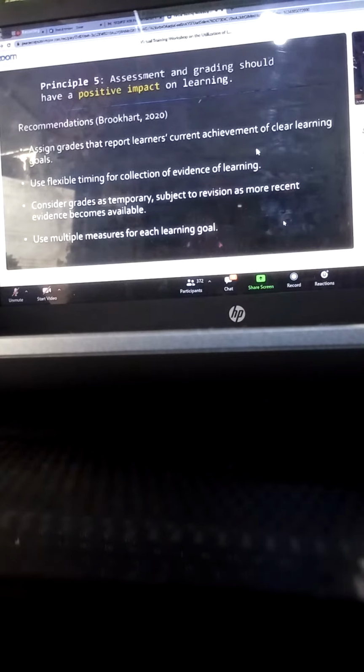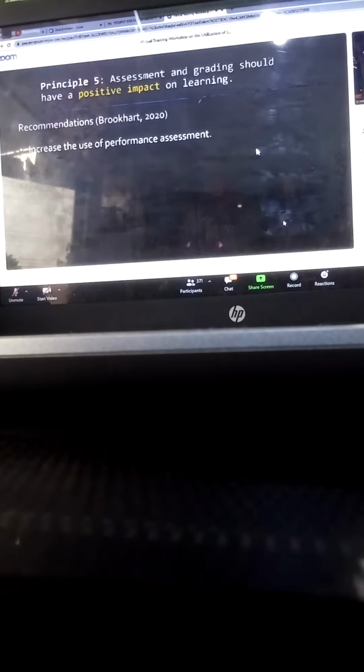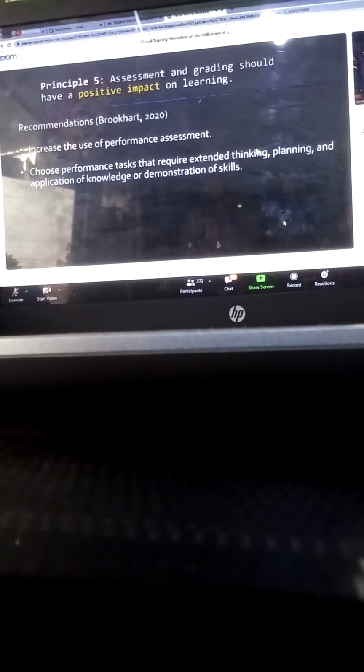And then increase the use of performance assessments. I already emphasized a while ago. Choose performance tasks that require extended thinking, planning, and application. Again, huwag lang kayo focus lang sa remembering, sa understanding, based on Bloom's taxonomy, no, wag puro ganun lang. Kailangan yung mga tasks, kahit na pandemic, we have to push them to think outside of the box.